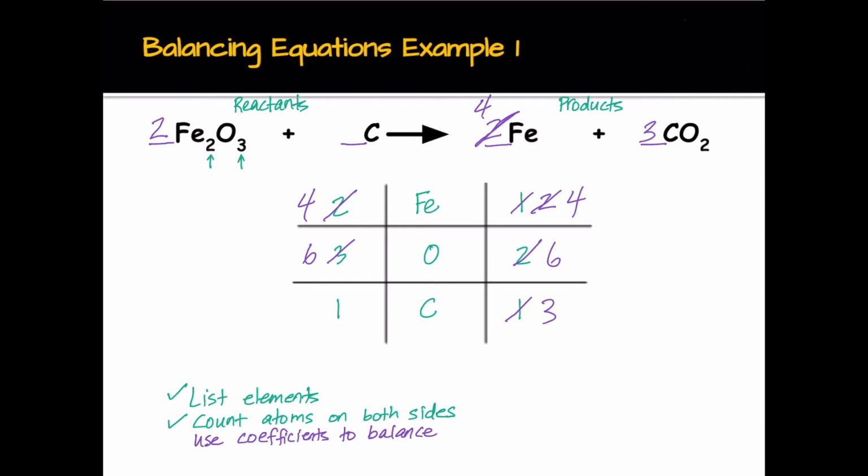And we can go back to the reactant side and put a 3 in front of the carbon to make that balance. And now that you check both sides of your table, we have 4 irons on each side, 6 oxygens on each side, and 3 carbons on each side. So now we know we're balanced. When listing the coefficients of this balanced equation, the coefficients would be 2, 3, 4, 3. This would be the correct sequence.